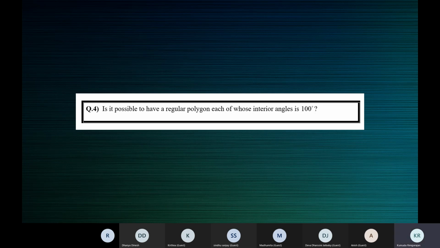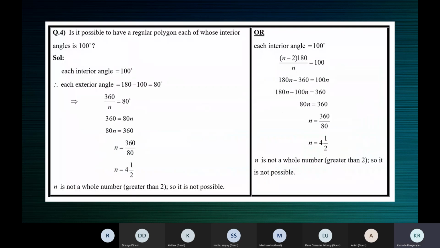You can't even get 2 because there is no polygon with 2 sides. There is no polygon with 1 side. The minimum number of sides for a polygon is 3. A triangle is a polygon with the minimum number of sides. So you have to get minimum 3 as the answer, and if you get more than 3, it should be a whole number or a natural number. It cannot be 3.5, 4.5, 4.7 and all that. So since the value of n is not acceptable, we cannot have a regular polygon whose each interior angle measures 100 degrees. I've worked in both the ways, children.